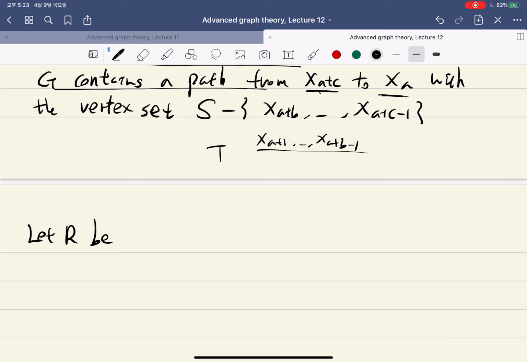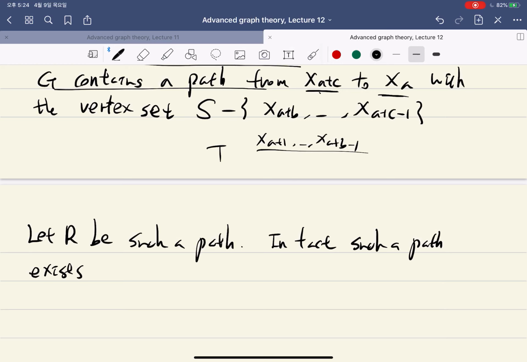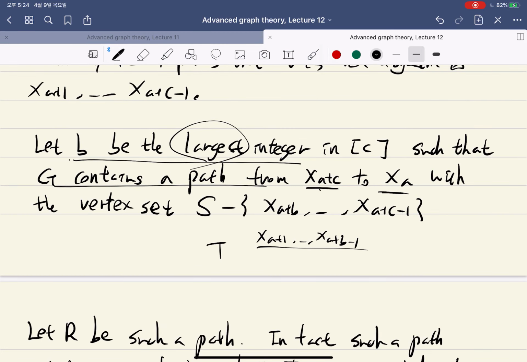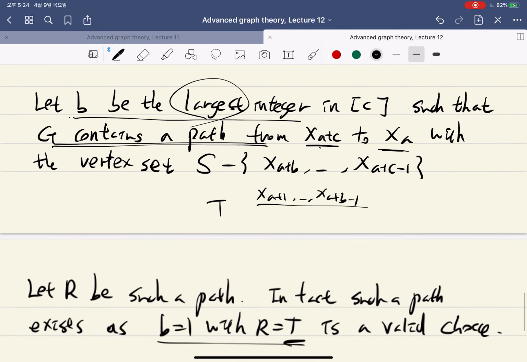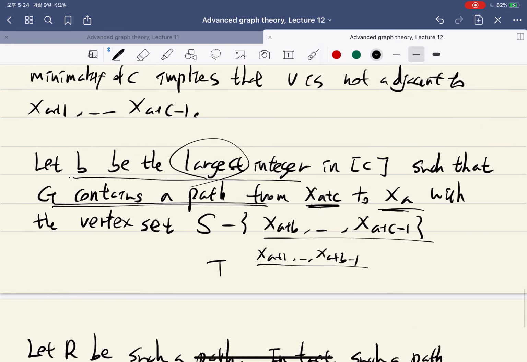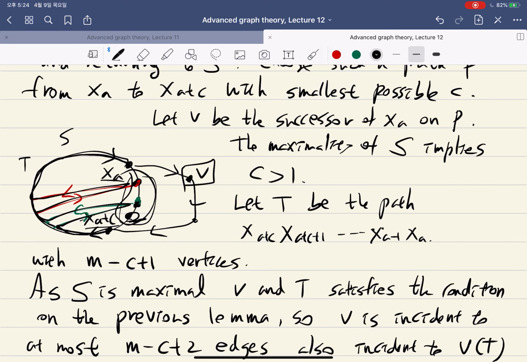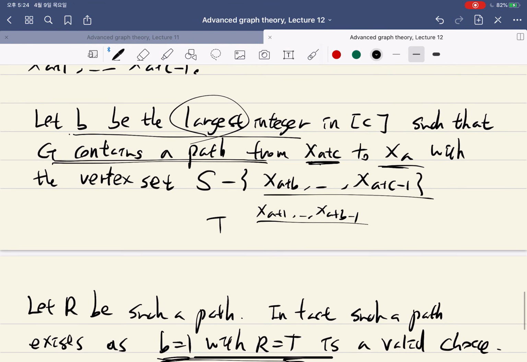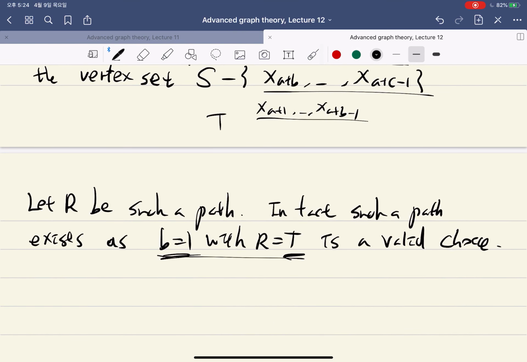Let R be such a path. In fact, such a path R must exist, because if you just take B equal to 1 with R equal to T, then this is a valid choice. This may not be the largest integer, but it is an integer such that G contains a path T from this vertex to this vertex, so that everything between here is gone. So T satisfies this with B equal to 1. So B is well defined. Among all of them, we choose the largest integer B, and then such a path R.